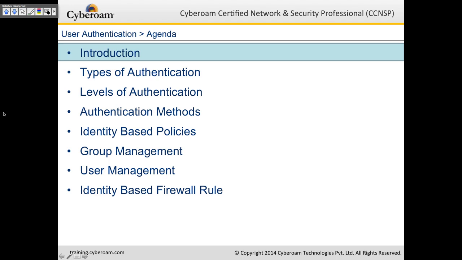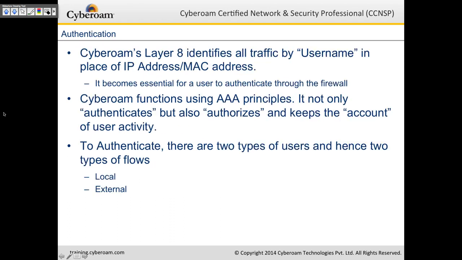We'll also learn about different authentication methods provided by Cyberoam, and we'll also have a look at the various identity-based policies. So Cyberoam's layer 8 identifies all traffic by username in place of IP address or MAC addresses. So it becomes very essential for a user to authenticate through the firewall. Now Cyberoam functions using AAA principle. So it not only authenticates but also authorizes and keeps the count of user activity.